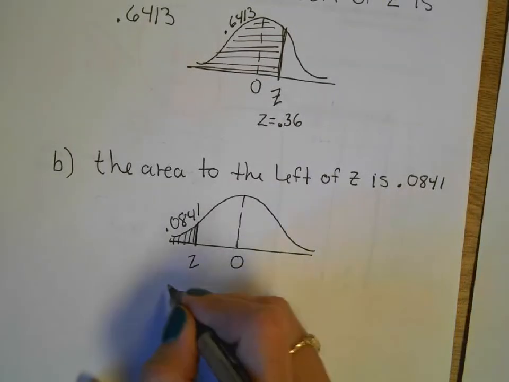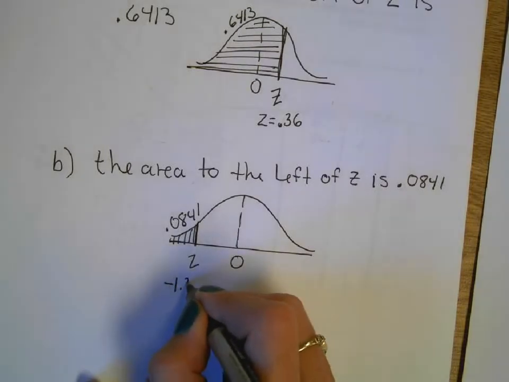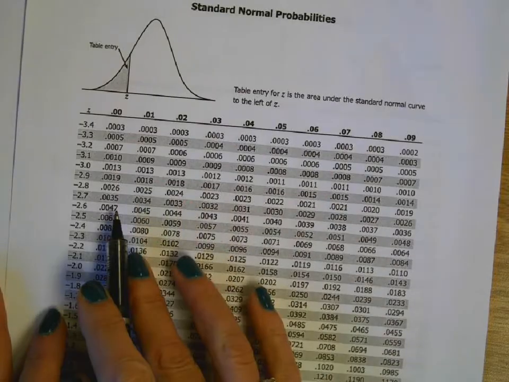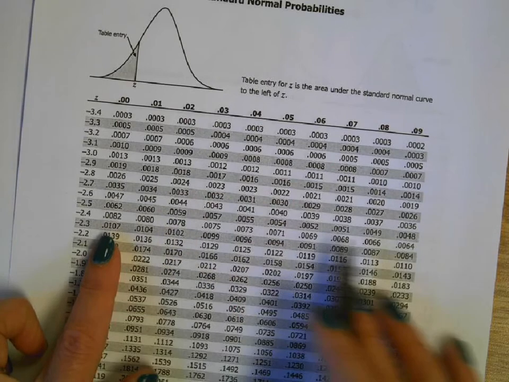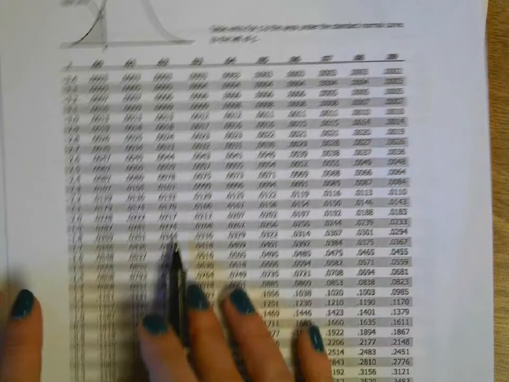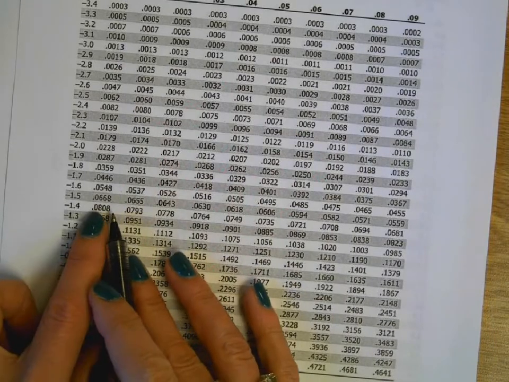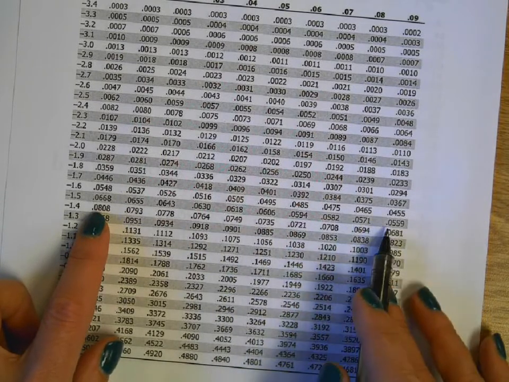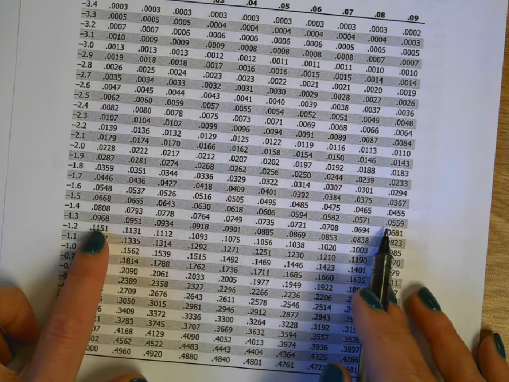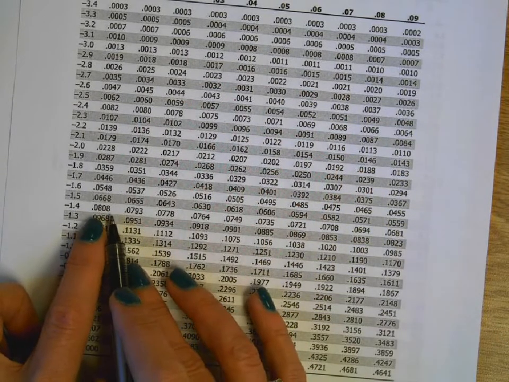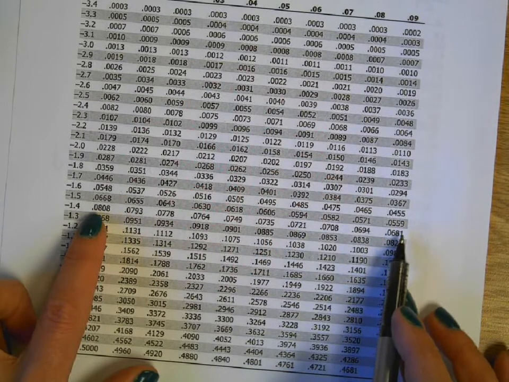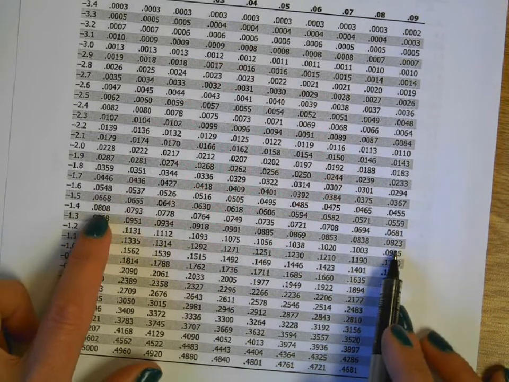I'm hearing negative 1.38. Let's take a look. 0.0841. 0.08. Where am I at? Down to 08. You have to go back. I gotta go backwards? Well, that's back that way. Where am I at? Right over here. I got it.